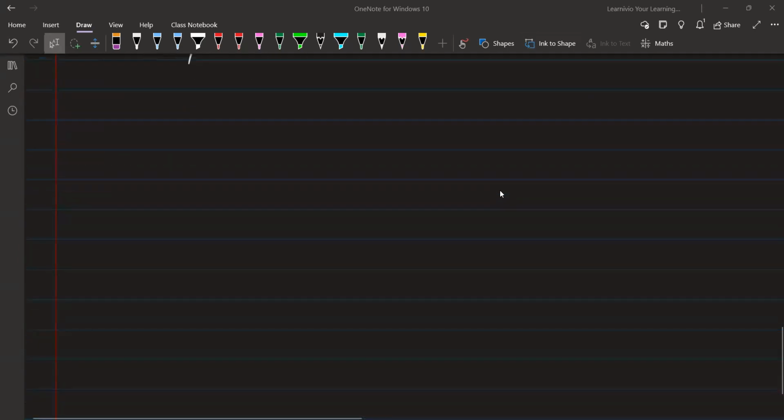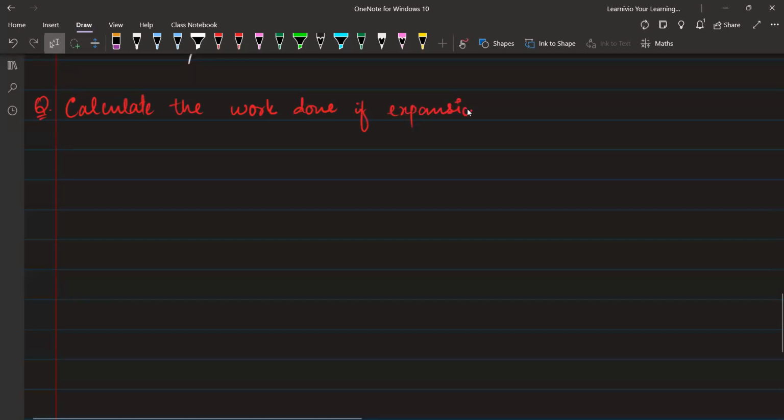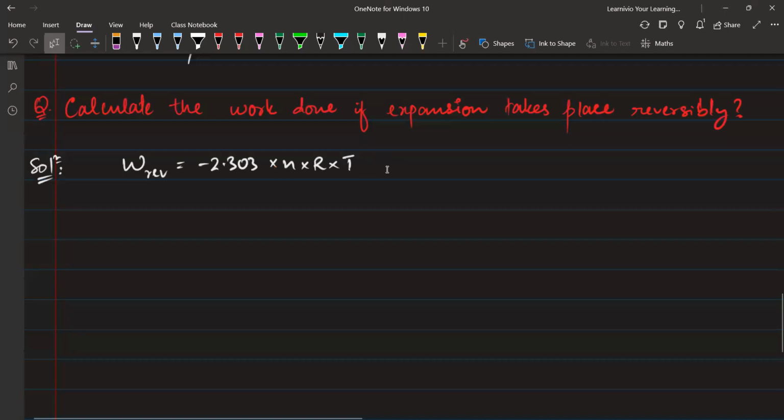In this, one more extension is the work done when expansion takes place reversibly. Now just apply the formula. W reversible is equal to minus 2.3 into n into R into T log of V2 on V1. nRT, what can we write it as? We can write PV, because PV is equal to nRT.